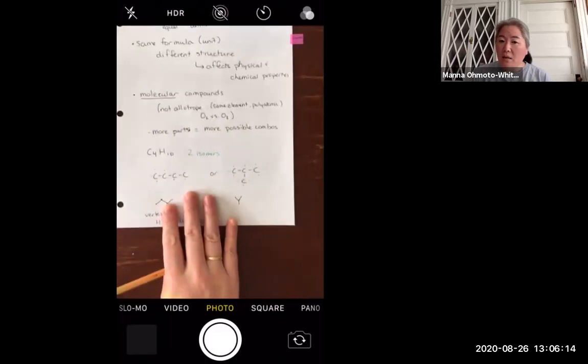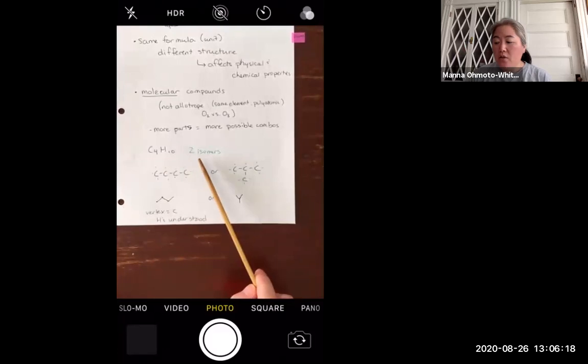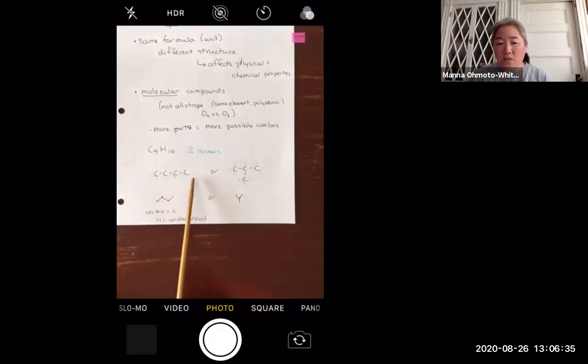So we see this a lot in organic chemistry in carbon-containing compounds. So here's an example. C4H10 has two isomers. So I can have my C's all lined up in a row, or I can have three C's here with one branching off here. When we draw carbon structures, we will often just draw the carbons or the nitrogens. We don't draw the hydrogens because it just gets too confusing.